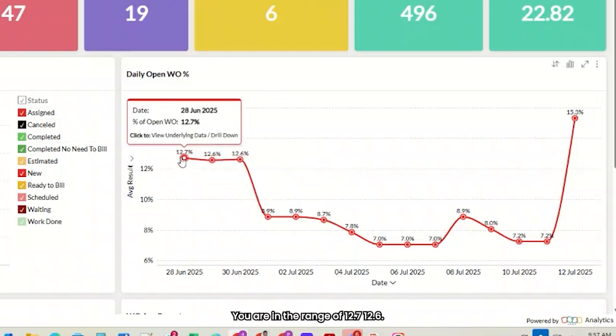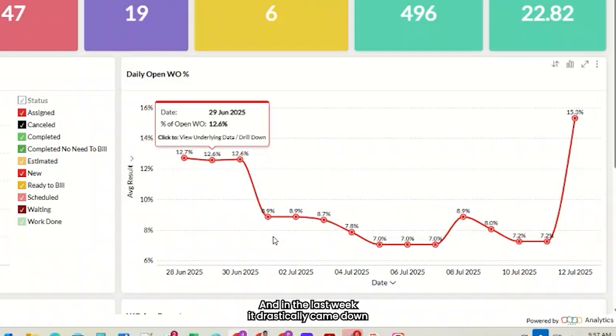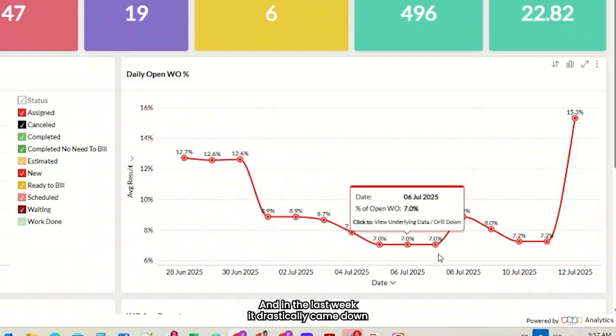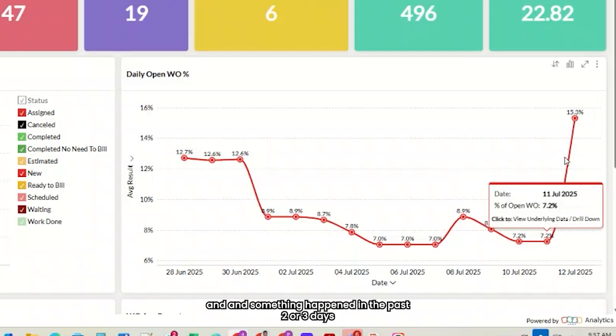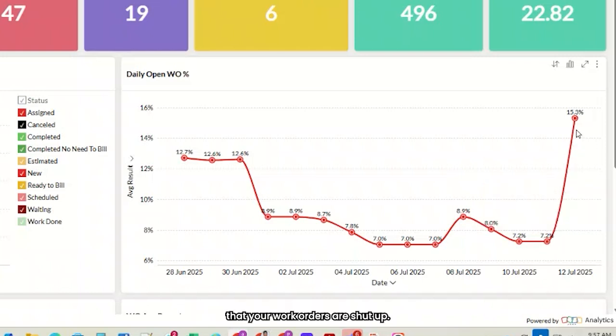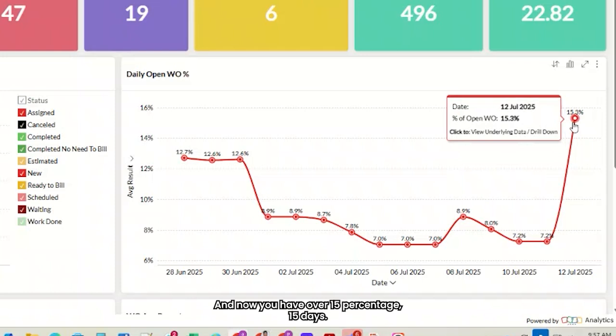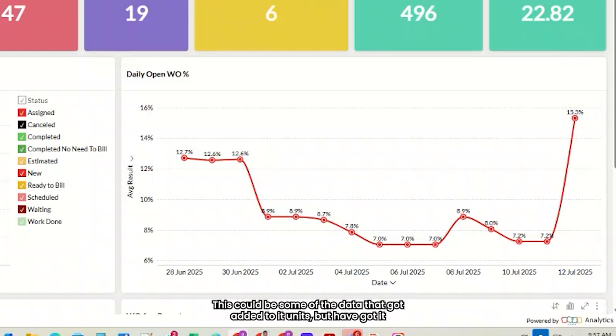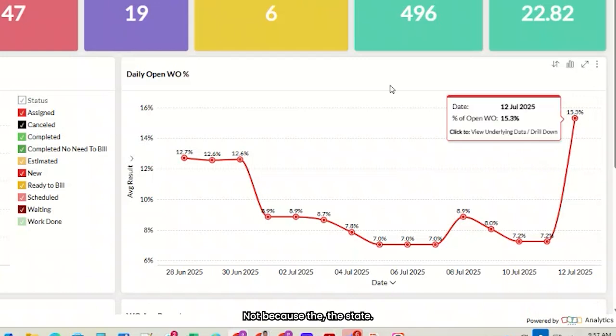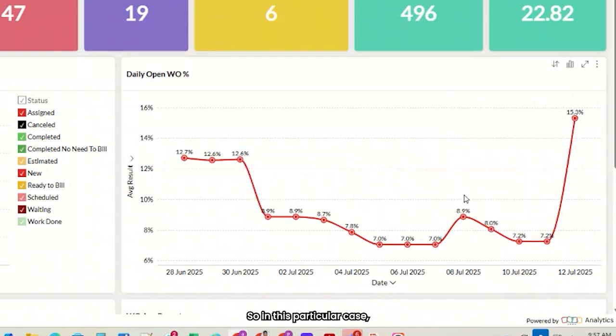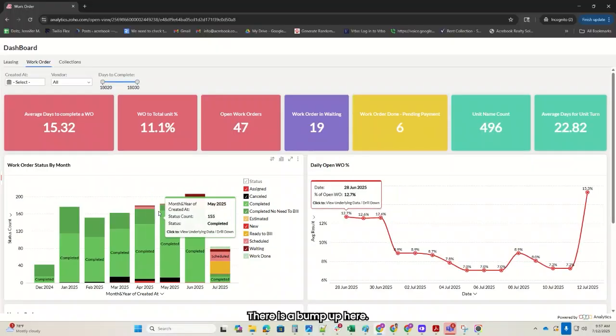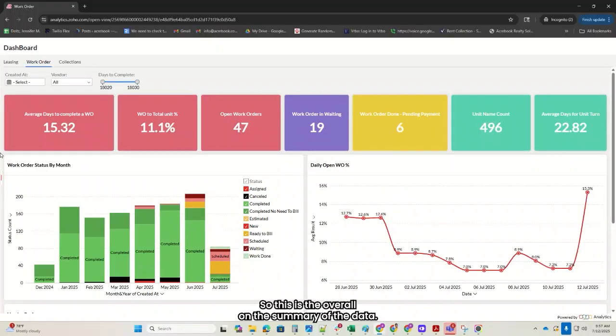You were in the range of 12.7, 12.6, and in the last week it drastically came down, and something happened in the past 2-3 days that your work orders have shot up, and now you have over 15 days. So you're taking a lot more time to complete the work order. This could be some of the data that got added to it, units might have got added to it. That could be one reason, not because of this thing. So in this particular case, we have added certain new units suddenly, and that is the reason there is a bump up here. So this is the overall summary of the data.